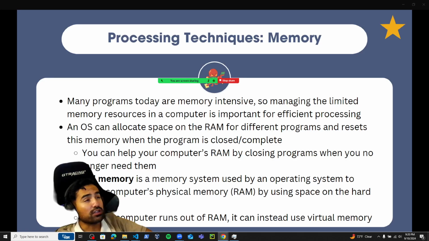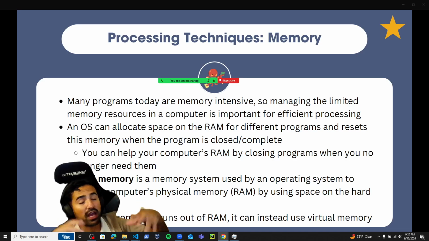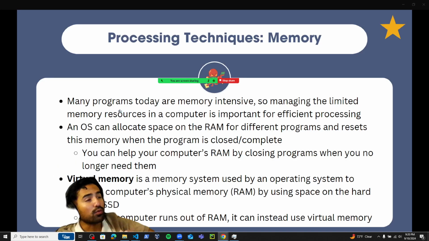All right, so memory. This is another technique for solving the problem of processing multiple things at once. So many programs today are memory intensive. So managing the limited memory resources in a computer is important for efficient processing. You only have so much RAM on your computer. So when you're playing a video game, right, and your video game has very intense graphics, a lot of images, a lot of 3D assets, it's going to put a lot of work on the RAM, a lot of work on your computer. That short-term memory, right, that solves those quick tasks.